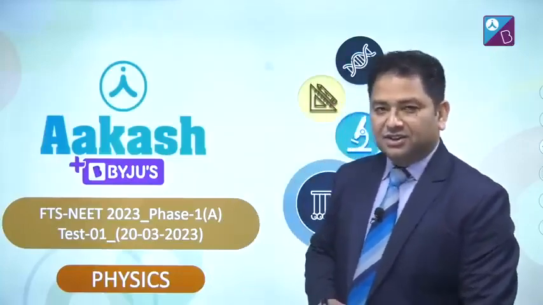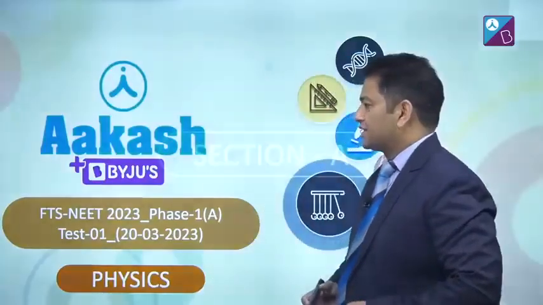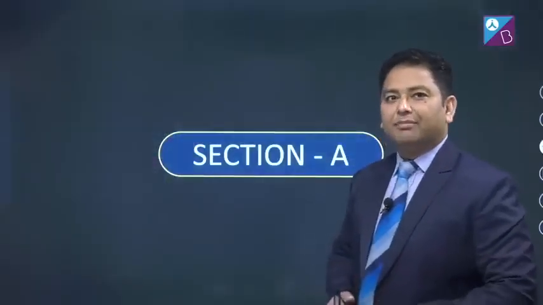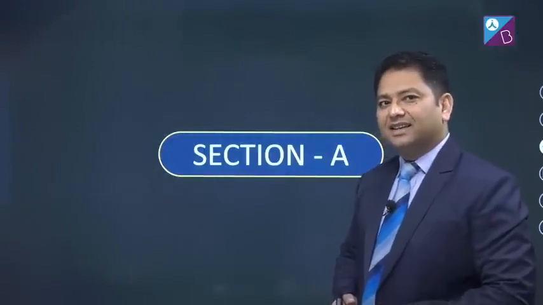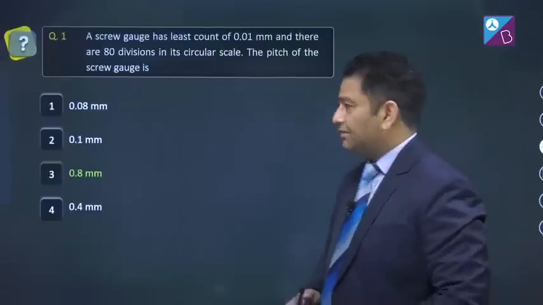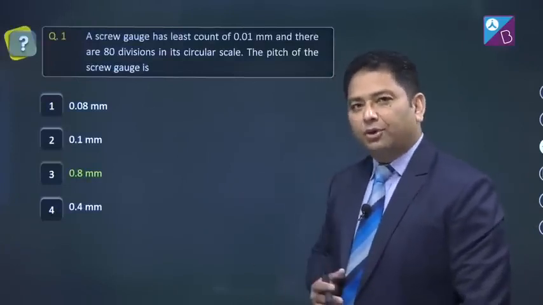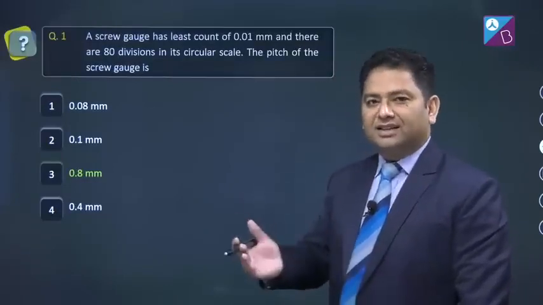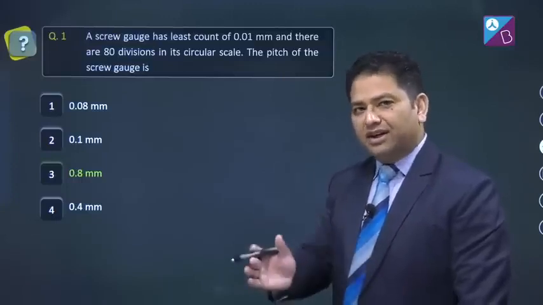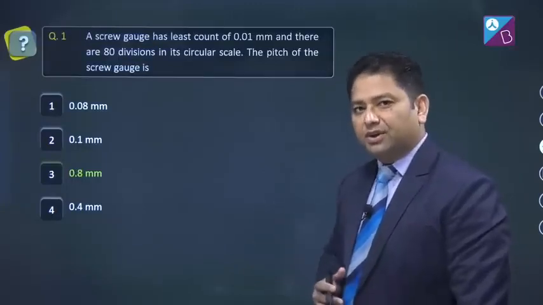All right, discussion को शुरू करते हैं with section A और section A का पहला सवाल क्या है, आइए देखते हैं. The first question is about screw gauge. Let me tell you one thing. NEET examination point of view से measuring devices जैसे कि screw gauge, vernier caliper, they are very much important.